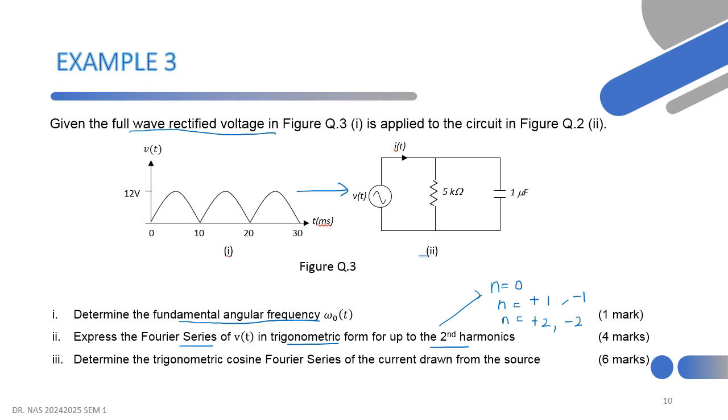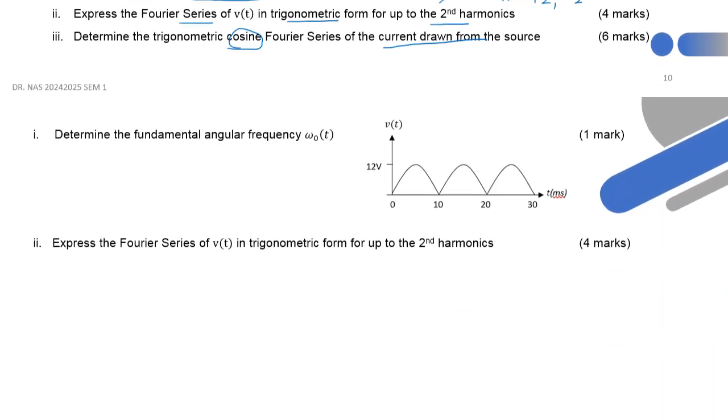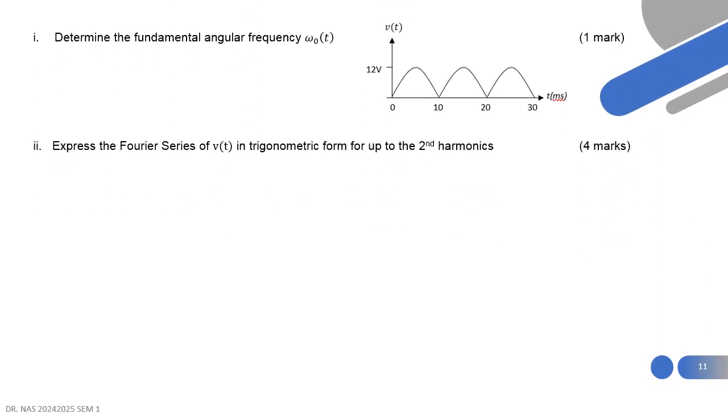Thirdly, you need to determine the trigonometric cosine Fourier series for the current drawn from the source. So you need to determine the Fourier series of this it in cosine function. Okay, the first question asks you to determine the fundamental angular frequency omega naught for the given signal Vt.